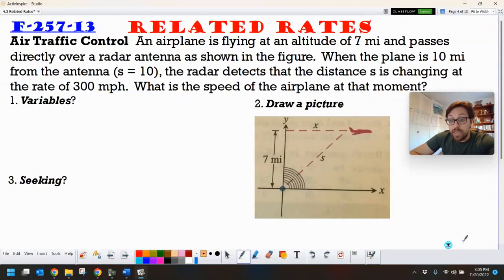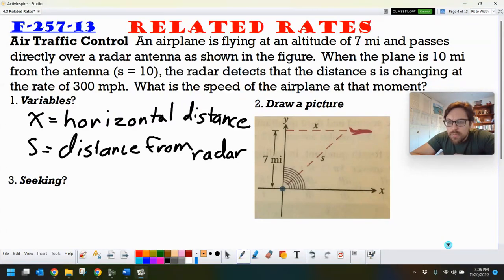In this example, this airplane is flying over this radio center, and so we're trying to figure out stuff about the speed of the airplane. There are different things that are happening. The plane is getting farther away from the radio spot, and it is also moving forward. So there are two different distances that are changing. Next, we want to draw a picture.